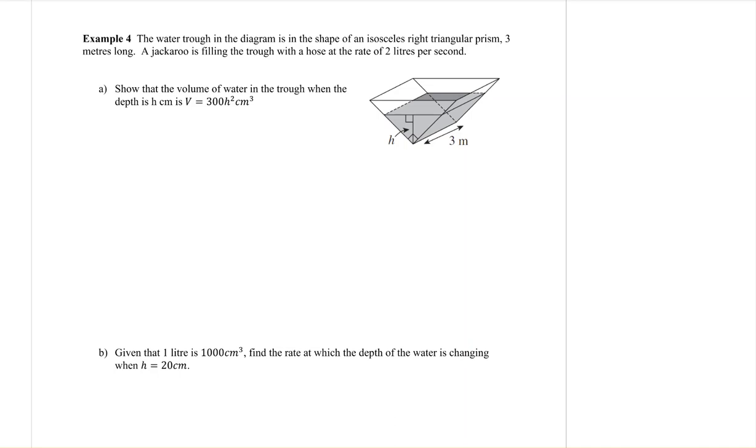Okay, you ready? The water trough in the diagram is in the shape of an isosceles right triangular prism, 3 meters long. A jackaroo is filling the trough with a hose at a rate of 2 liters per second.